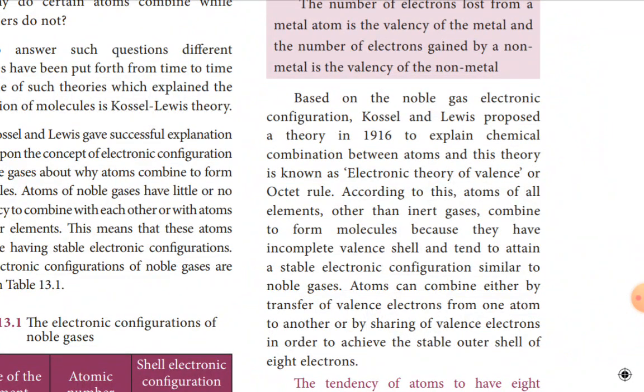Atoms can combine either by transfer of valence electrons from one atom to another, or by sharing of valence electrons, in order to achieve the stable outer shell of 8 electrons. So these are the ways to combine. How do atoms combine? They combine by transferring or sharing valence electrons.